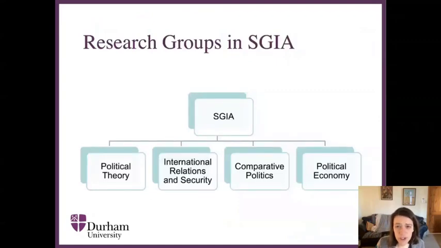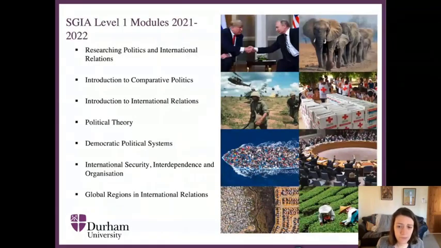We have several specialist research groups in SGIA. This means that researchers within the department tend to cluster within these 4 particular areas. So some of the modules will certainly reflect the expertise offered within the areas of political theory, international relations and security, comparative politics, and political economy as well.